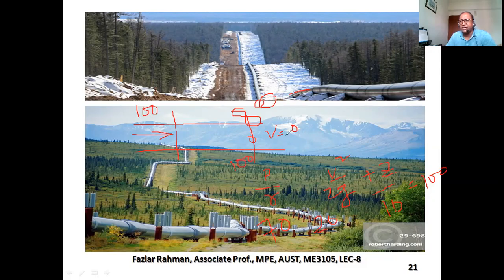But here we have only two terms, P by gamma plus Z, because V is already 0, because you closed the valve. Now, these two, as per Bernoulli's equation, have to be 100. How is it possible? Your Z is almost the same because it's a horizontal line. So how much will be the pressure then?